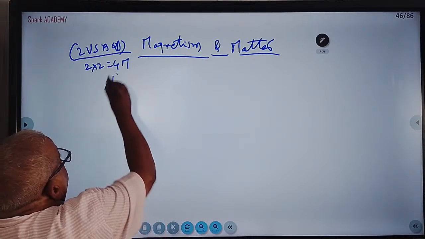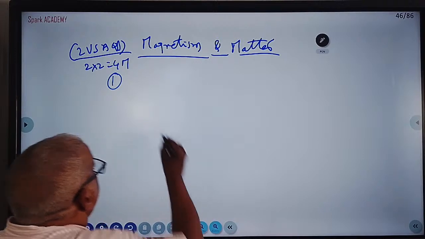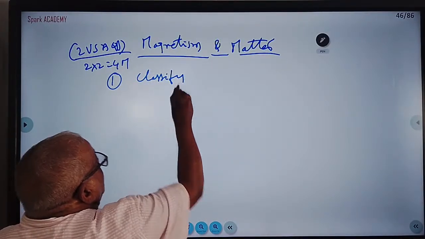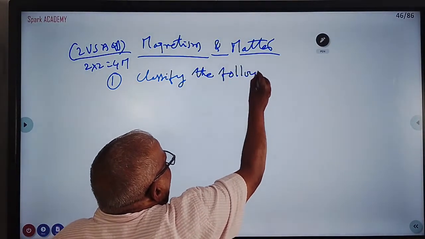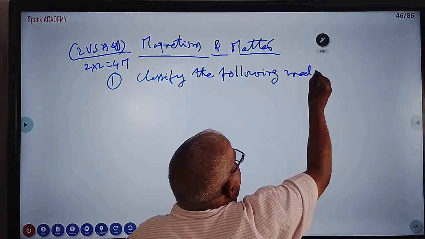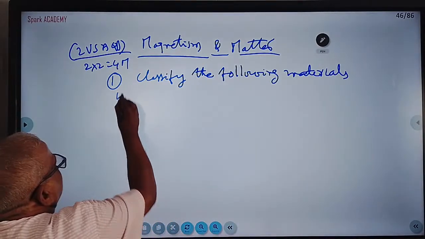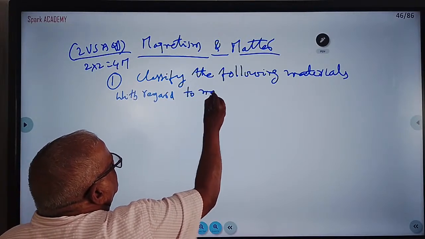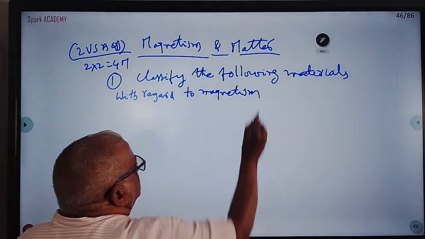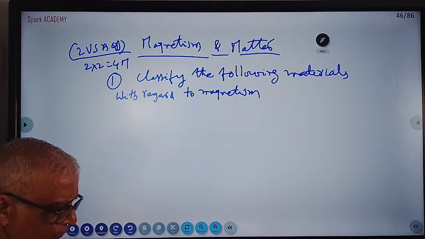First question. What is the first question? Classify the following materials with regard to magnetism. With respect to magnetism, there are categories of substances: ferro, para, dia.